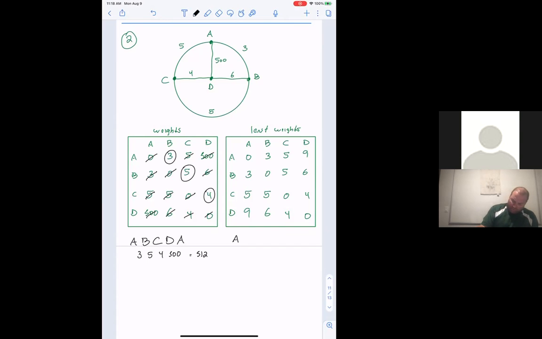If I do it with the least weights, A goes to B, B goes to C, C goes to D, which then goes back to A via the shortest route, A to B, B to C, C to D. And then what's the direct route from B to A? It's 9 via C. And this, of course, gives us 21.